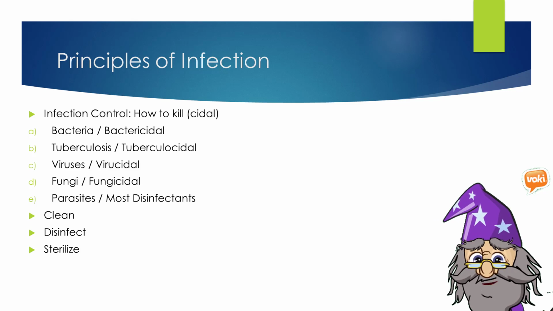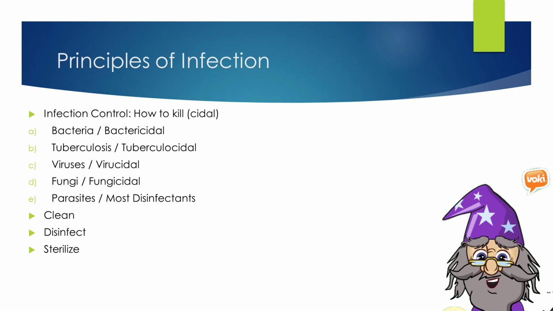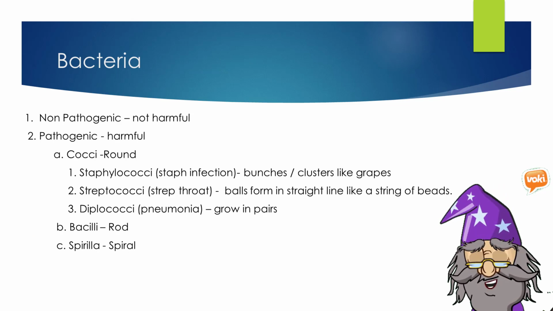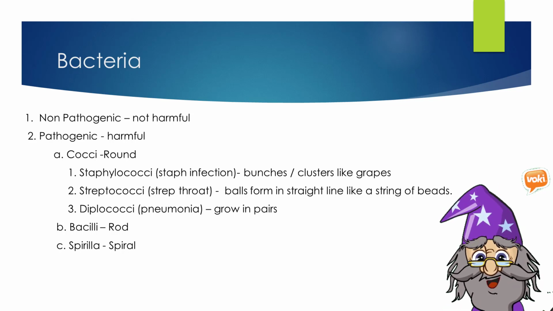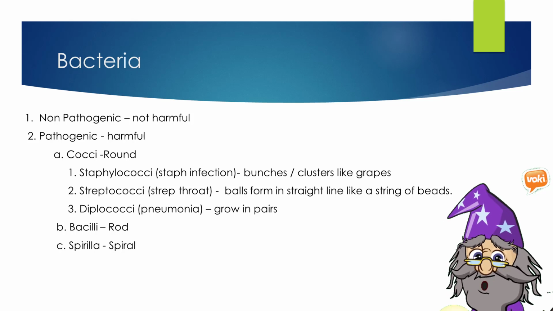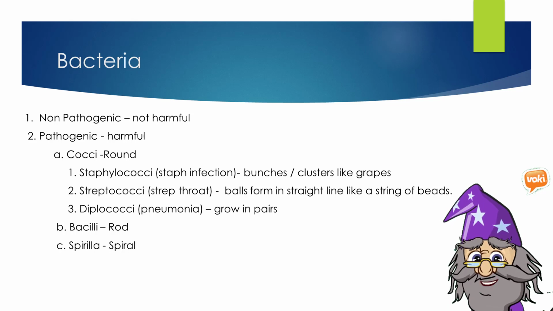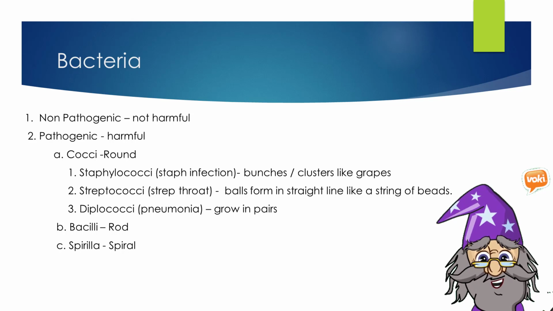Before we get into the methods of killing these infection-causing problems, we need to understand what these problems are. The first type of germ or microbe that can cause infection that we need to understand are bacteria. There are two categories of bacteria that we need to be aware of. The first is non-pathogenic. Non-pathogenic means not harmful. There are some types of bacteria that are actually good for us, and we do not necessarily want to kill. The second category of bacteria, known as pathogenic bacteria, are harmful. These are the type of bacteria that can cause infections and disease.